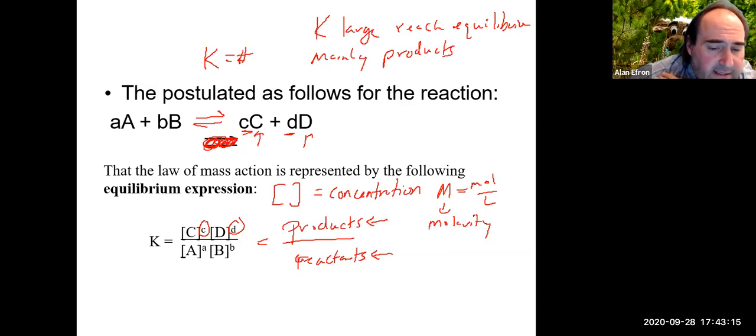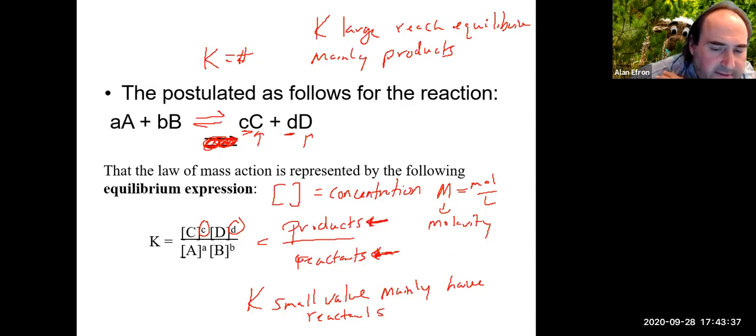Now, if we had a small value for K, what that means is when we reach equilibrium, we would mainly have reactants. Same math there. That would mean that we have a large number on the bottom, smaller number on the top. That gives us a small number. And that means that when we reach equilibrium, we'll mainly have reactants.